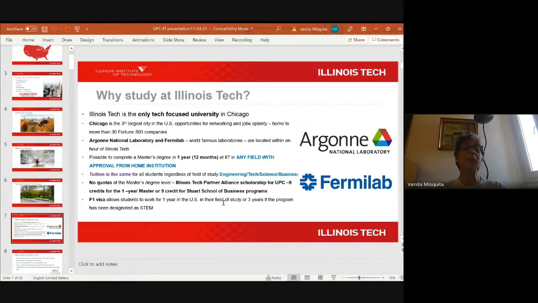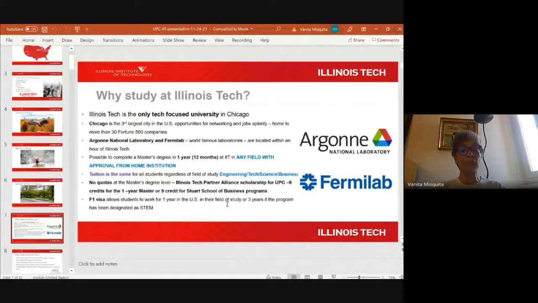What do I mean by field of study? For example, if you decide to pursue a master's in power engineering, that's your field of study. So you will need to find a job related to power engineering, and you can work for 1 full year after you graduate. Let me give you a concrete example. Assuming you're interested in the double degree program at Illinois Tech, you first have to be pre-selected by your school, and then you have to apply to Illinois Tech.